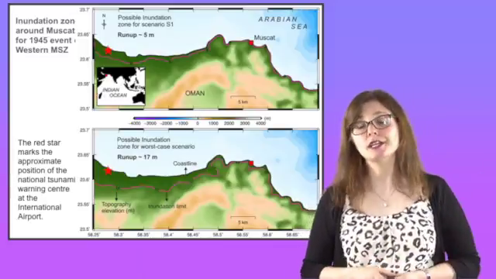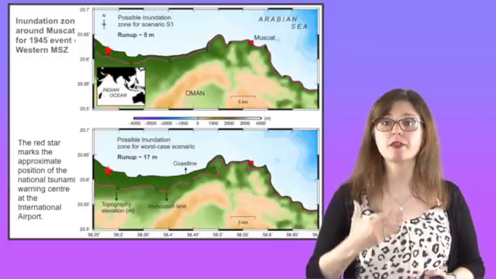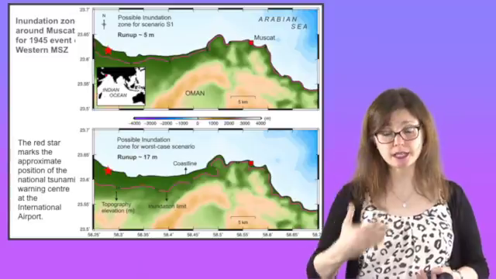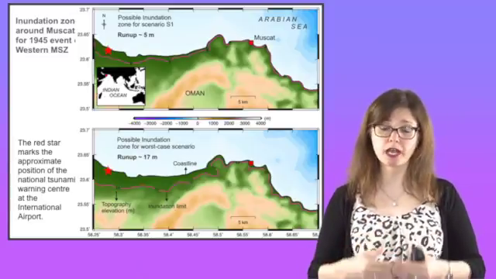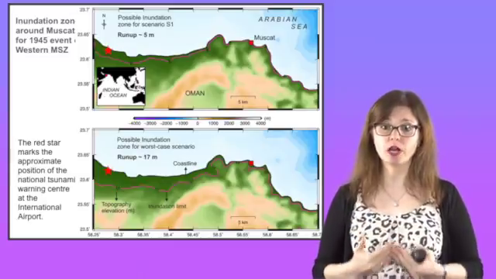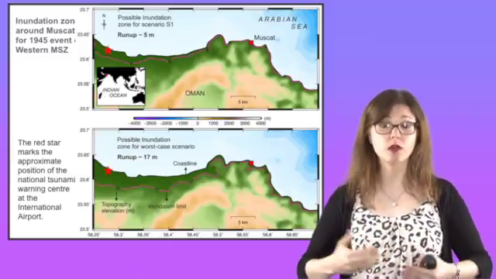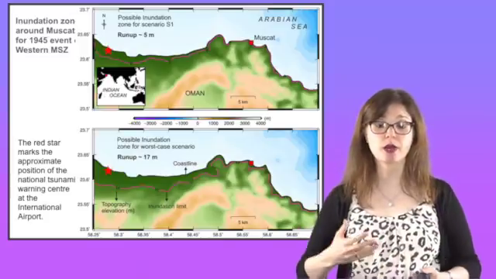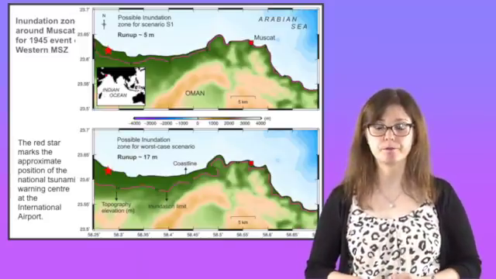The red star is put there on purpose because that is where the early warning system and centre sits in Oman, at the Muscat airport. So that's something to consider, that that centre will be affected by the tsunami, even if it's a relatively small scale. We're not talking about the worst case scenario there.